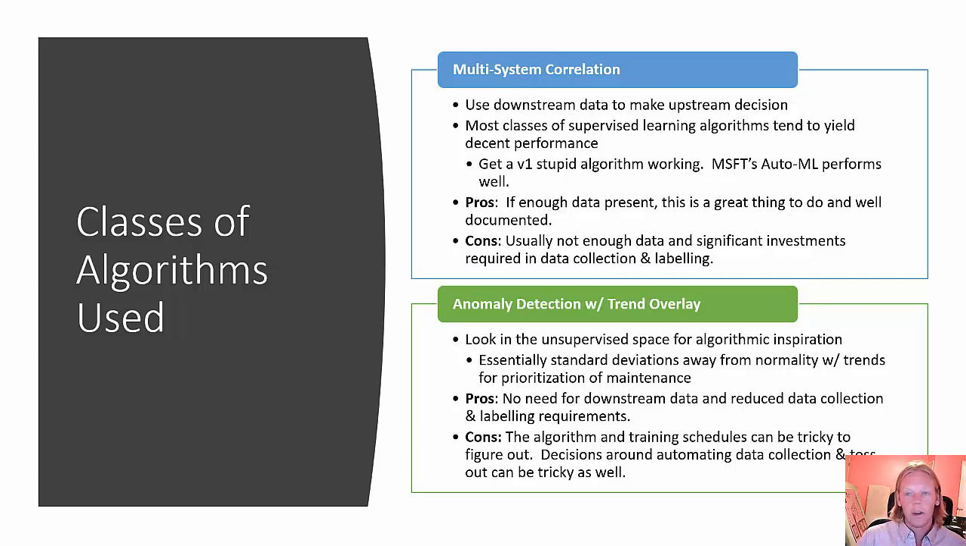If I can create that correlation, that means during the manufacturing process, I can possibly predict the result that's going to come on the other side of it. That's a really wonderful thing. So I'm using downstream data to make upstream decisions.